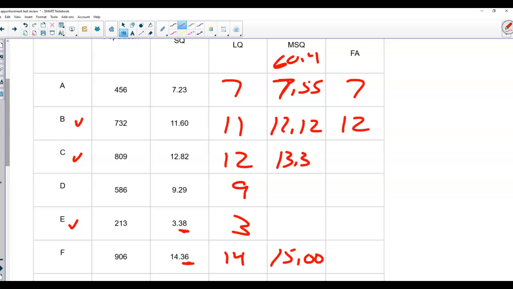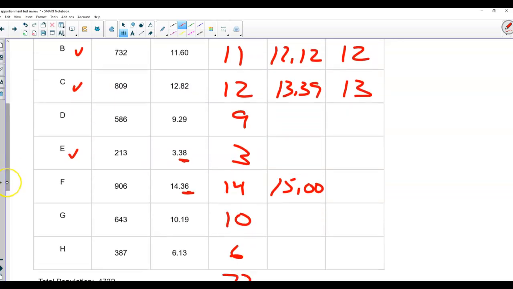I'm going to get 13.39. That brings me to 13. 9 stays at 9. Oops, I'm sorry, 9 does not stay at 9. Excuse me. I got to do 586 divided by the 60.4. 9.70, that's 9. 213 divided by the 60.4. That brings me to 13.53.